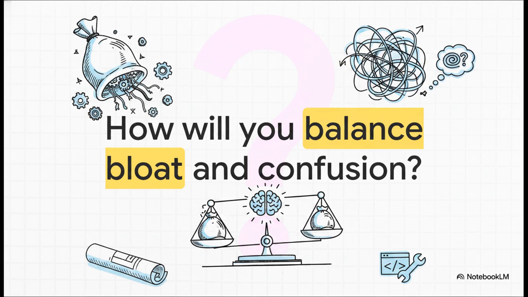So, I'll leave you with this. Before you write your next line of code, how will you redesign your MCP architecture to finally balance bloat and confusion?